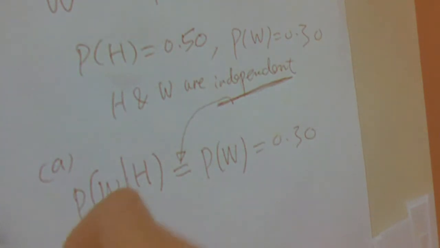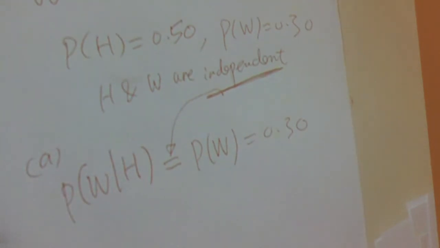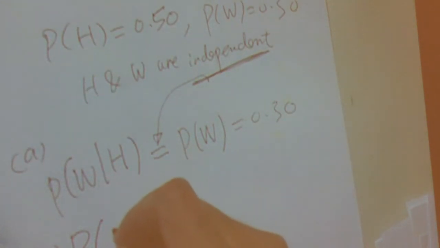You're right. How about B? Let me read that. What is the probability that at least one of the husband or wife watches the program? The key word is at least. At least means either wife or husband or both, which means the union of the two events. So here we are computing this.